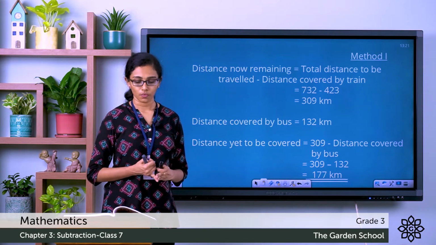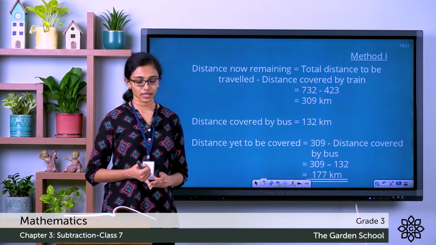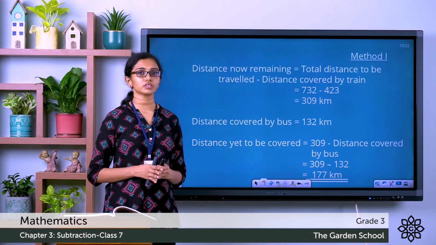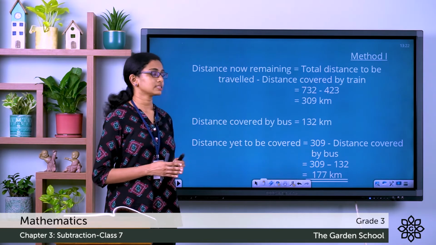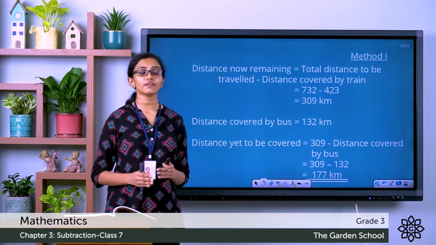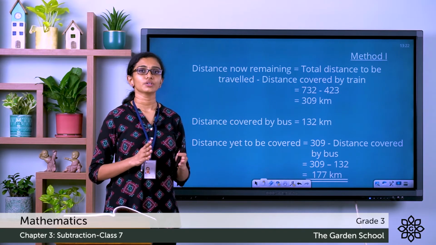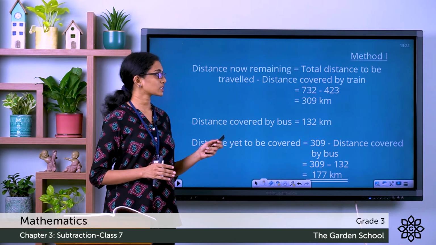So this much distance is yet to be covered. He covered 423 km by train, and another 132 km by bus, and now 177 kilometers is left to be covered. So this was one method to solve this question. Now let's see the next method.